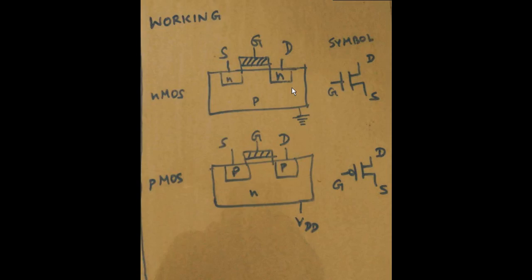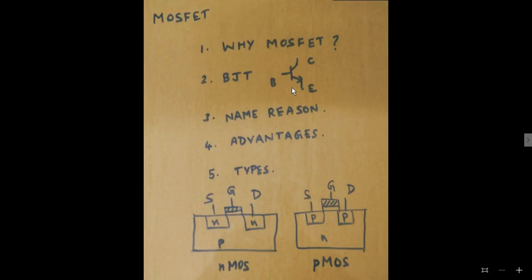And one more advantage is faster switching. Since MOSFET is voltage controlled, the switching is much faster compared to BJT, because BJT has two junctions which must be reverse biased or forward biased depending on the voltage. So MOSFET switching is much faster compared to BJT, because BJT is a current controlled transistor and MOSFET is a voltage controlled transistor.